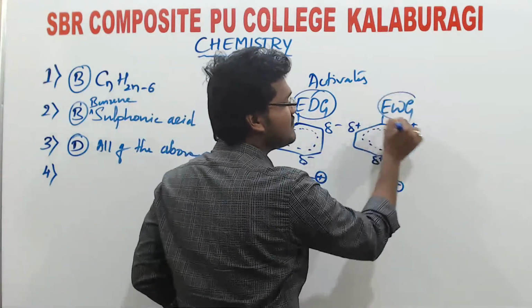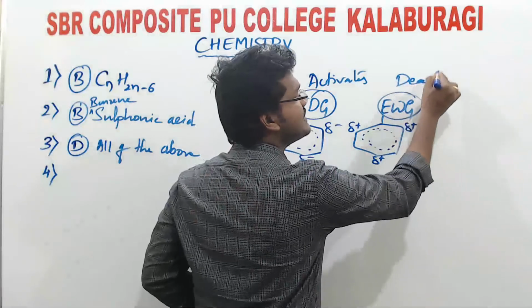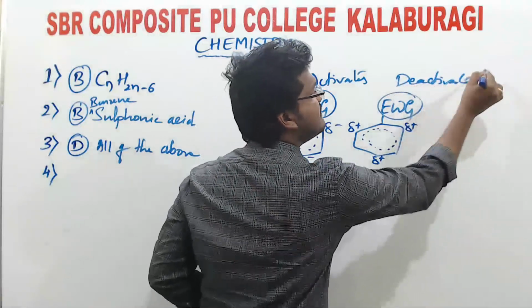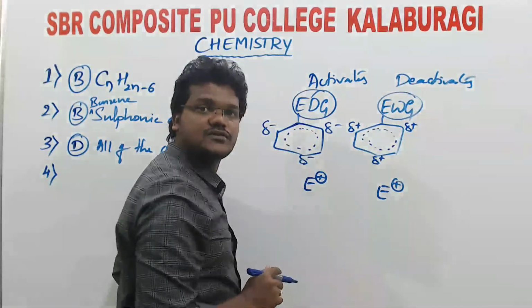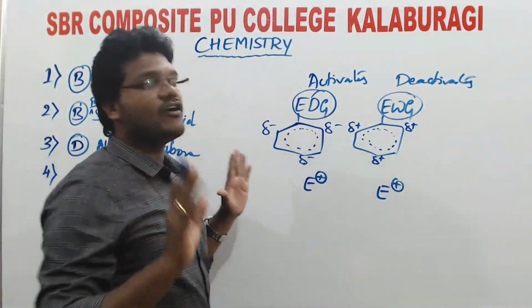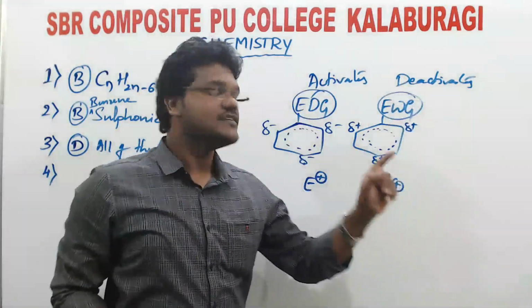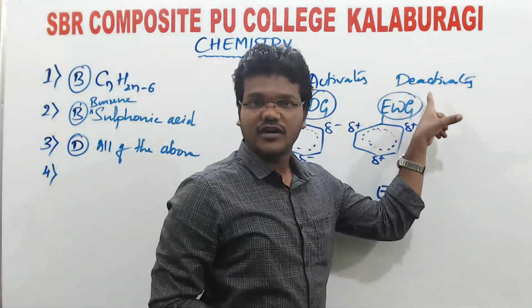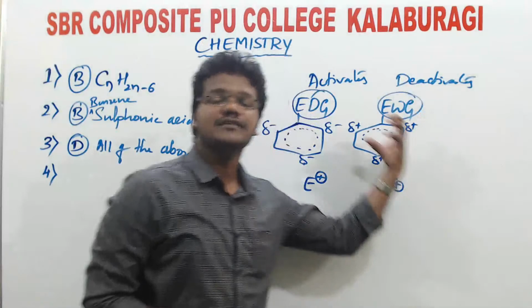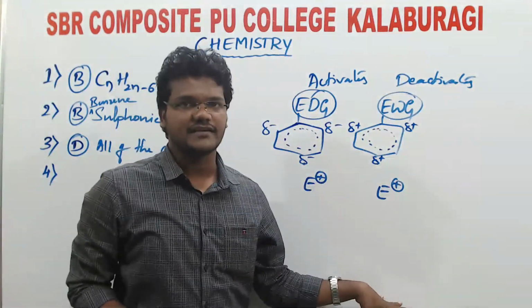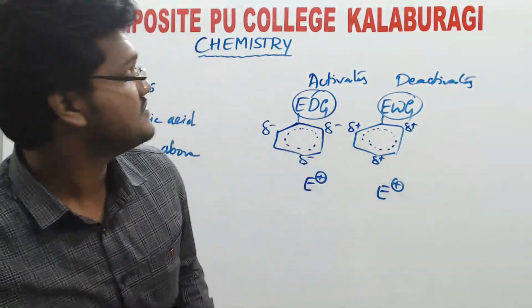But this guy, electron withdrawing group, will deactivate. It deactivates the ring towards electrophilic substitution reaction. So one thing I got to know is that electron donating groups are called ring activators. Electron withdrawing groups are called ring deactivators towards electrophilic substitution reactions. So the question is based on this one.